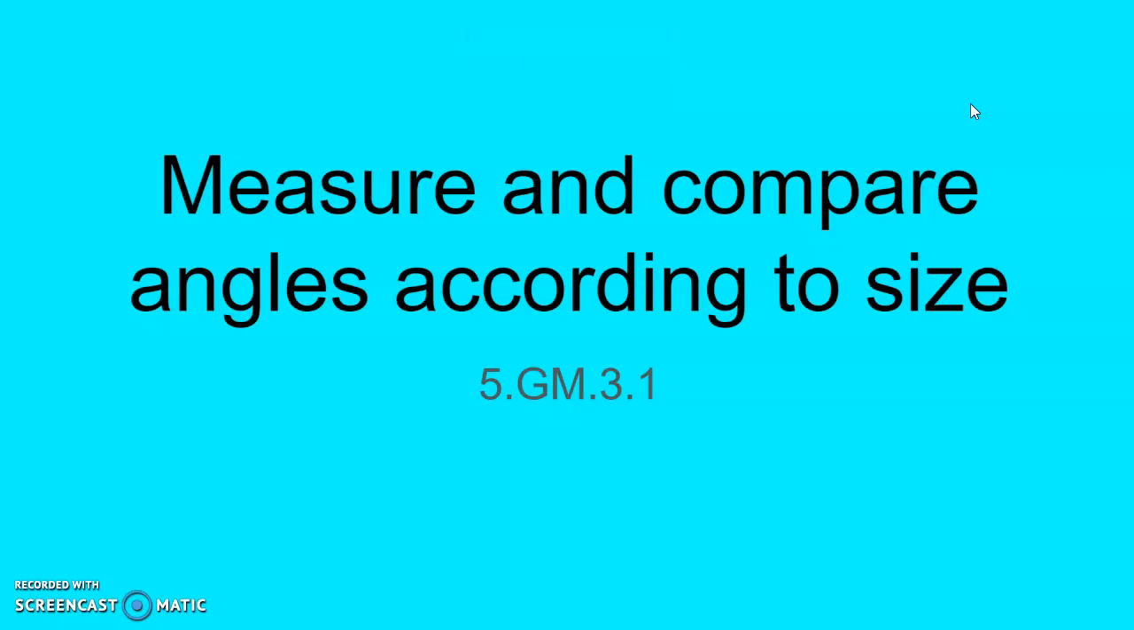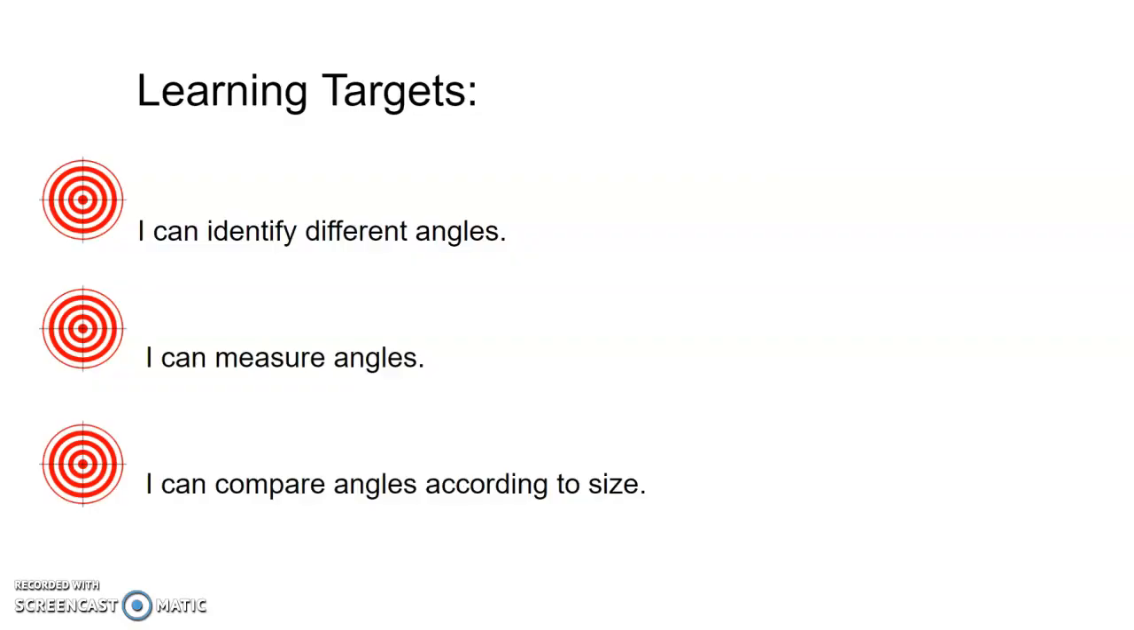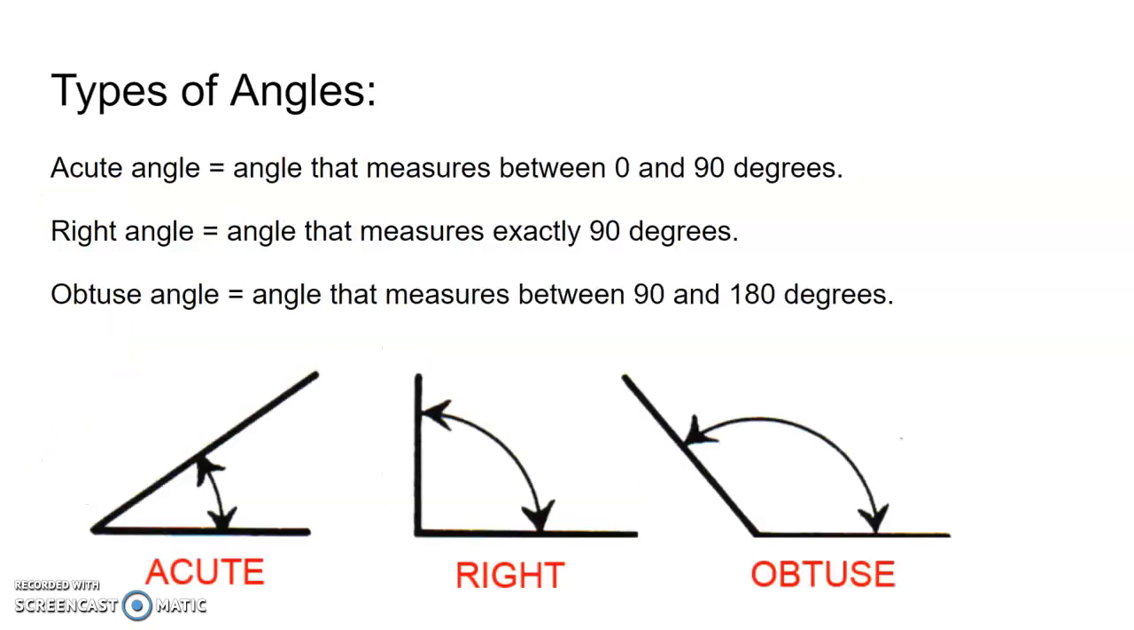So, by the time you get done with this, you should be able to measure and compare angles according to size. So, we're going to identify different angles, measure angles, and then compare angles according to size. See, there are three main types of angles.